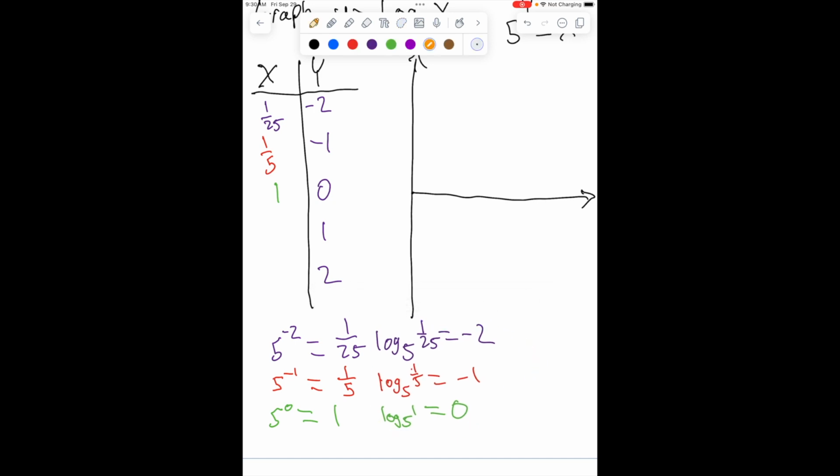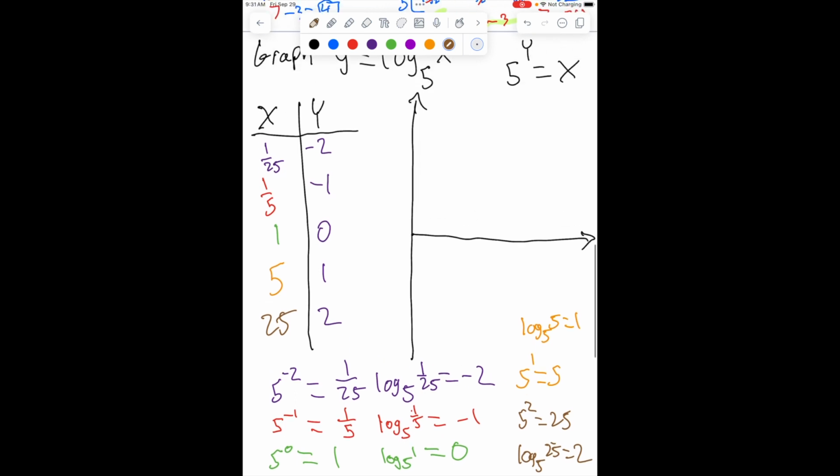All right, now I'm going to say 5 to the first. Again, I know that that's 5. In log form, that would be log base 5 of 5 equals 1. We know that that would cancel out, and so that's going to be 5. And my last one is 5 squared. Again, 25. That would be log base 5 of 25 equals 2. And that's going to be right here.